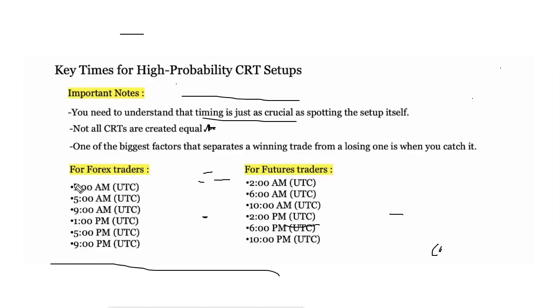For futures traders, it's going to be 2 a.m., 6 a.m., 10 a.m., 2 p.m., 6 p.m., and 10 p.m. So the only difference there is what? The futures traders are your NASDAQ, S&Ps, your indices. But for forex, your normal gold, your GBP, your USD, your Boom and Crash, your Volatility 75, these are the time frames that work with them.